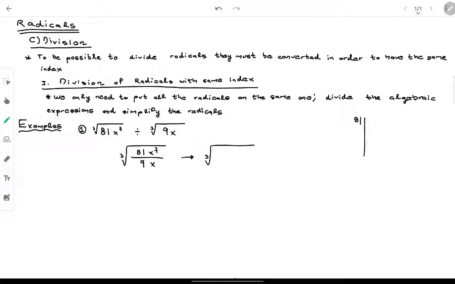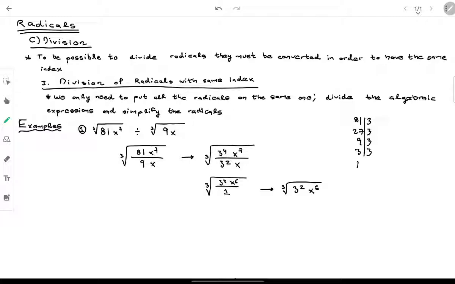So 81 divided by 3 is 27, divided by 3 is 9, divided by 3 is 3, divided by 3 is 1. This one is going to be 3 to the 4, x to the 7. On the bottom part will be 3 squared and x. 3 to the 4 over 3 squared is going to be only 3 squared on top. X to the 7 over x is going to be x to the 6 on top. It's going to be 1 on the bottom. So I will have only the cubic root of 3 squared x to the 6.